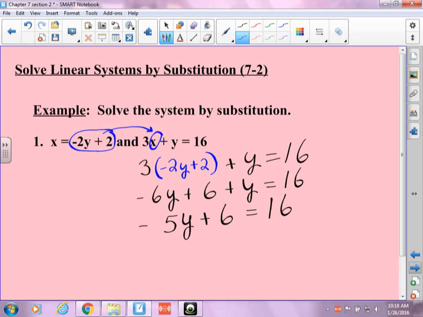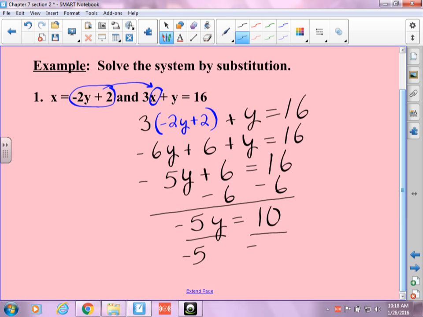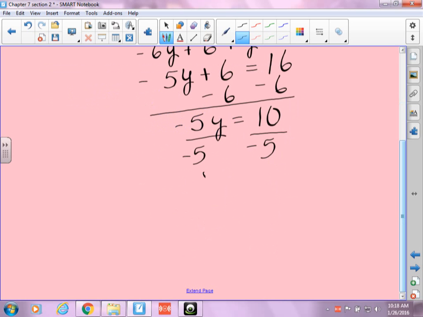All right, now I'm going to subtract 6, and I get negative 5y equals 10. Now I'm going to divide by negative 5. So y gives me negative 2. Okay? So now I found the y of my ordered pair.